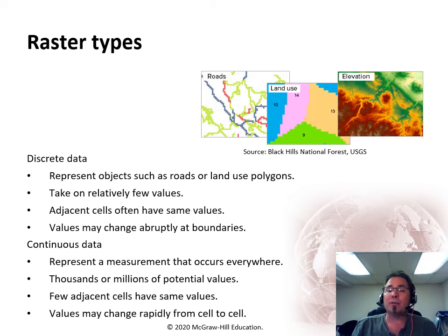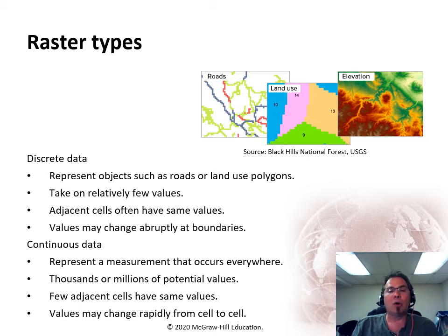However, you do need to understand that there are two very different kinds of rasters. There's what's called the discrete raster and the continuous raster. Now, the continuous raster we talked about a little bit earlier, where each cell has its own value and it might vary slightly to create a continuous surface like elevation or precipitation.